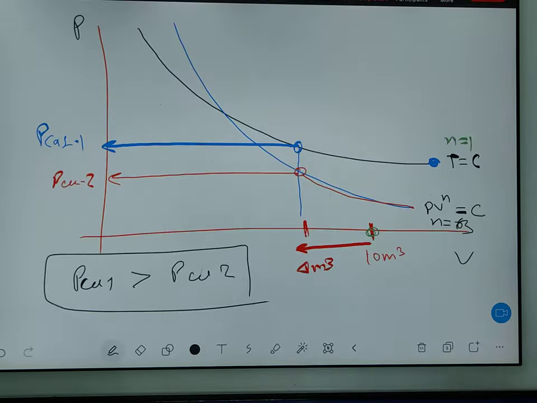I hope I have not made any mistake in the explanation. If anyone is having any doubt, ask now itself. Okay, now I'm going ahead with the explanation of energy.